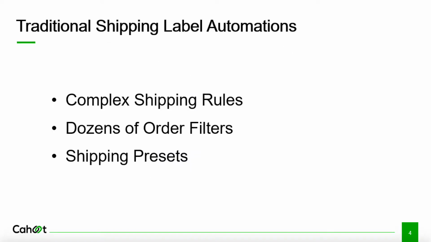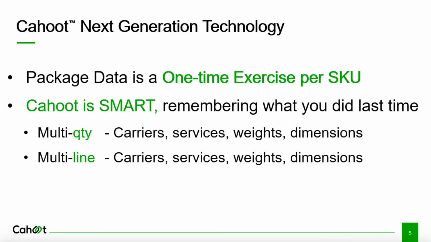Traditionally, heavy use of hard-coded business rules, filters, and if-then logic had to be managed manually, dozens of them, and they couldn't contradict one another or there would be errors, costing time and money to fix them. The Cahoot Package Manager is a simple one-time exercise per SKU, and it's smart. It learns from past selections and remembers them for the future. For example, how did you ship multi-quantity or multi-line orders last time? Cahoot remembers. All right, now that we know why Cahoot requires package data, let's review how to enter it.